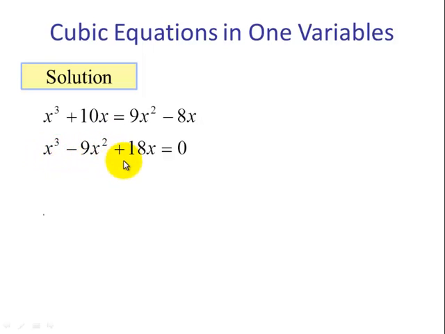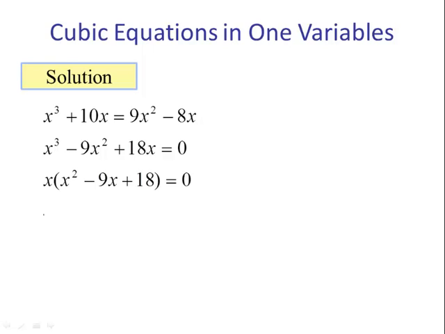Each term in this trinomial has an x, so we factor out this greatest common factor, and we're left with x times the trinomial x squared minus 9x plus 18. This equals 0. Next, we want to see if we can factor this trinomial. C is a positive 18. B is a negative 9. So since C is positive, the factors will have the same sign, and since B is negative, both the factors will be negative numbers.